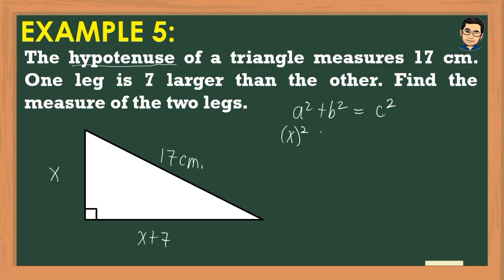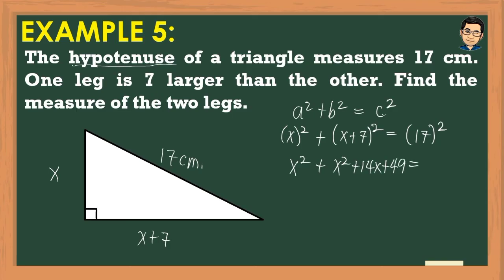magiging x squared plus yung x plus 7 naman, magiging yung B. So, the quantity x plus 7 squared is equal to, so C, the hypotenuse, that is 17 centimeters. So, magiging 17 squared. Okay. So, and then, pwede natin siyang isolve. So, x times x, that is x squared, plus the quantity x plus 7, magiging x squared plus 14x plus 49 is equal to 17 squared, that is 289.